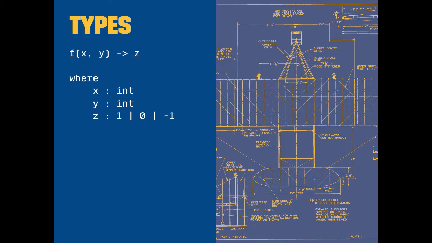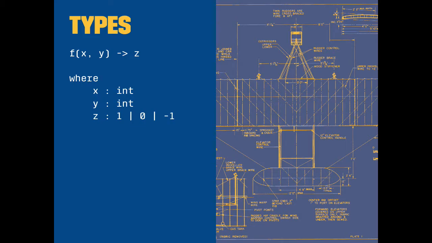So here, if we could somehow say that this function only takes integers as its two arguments, and it only returns a 1, a 0, or a -1, then the range of this function, the possible outcomes of this function, is now very limited. So this is telling us something about this code.